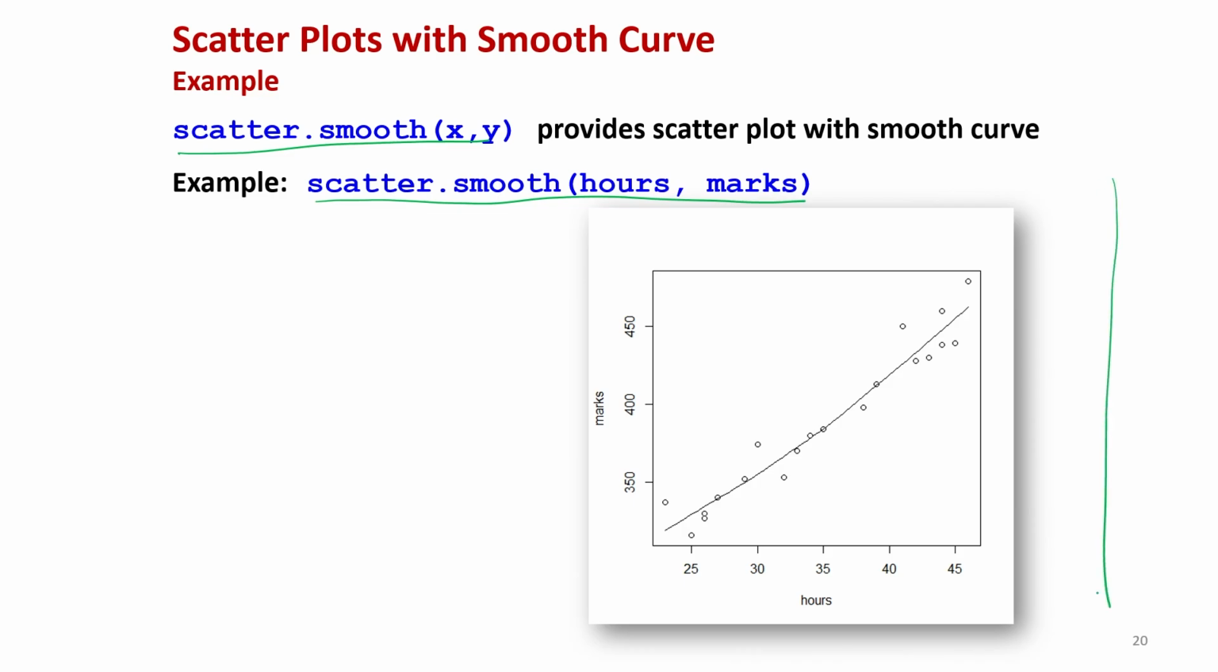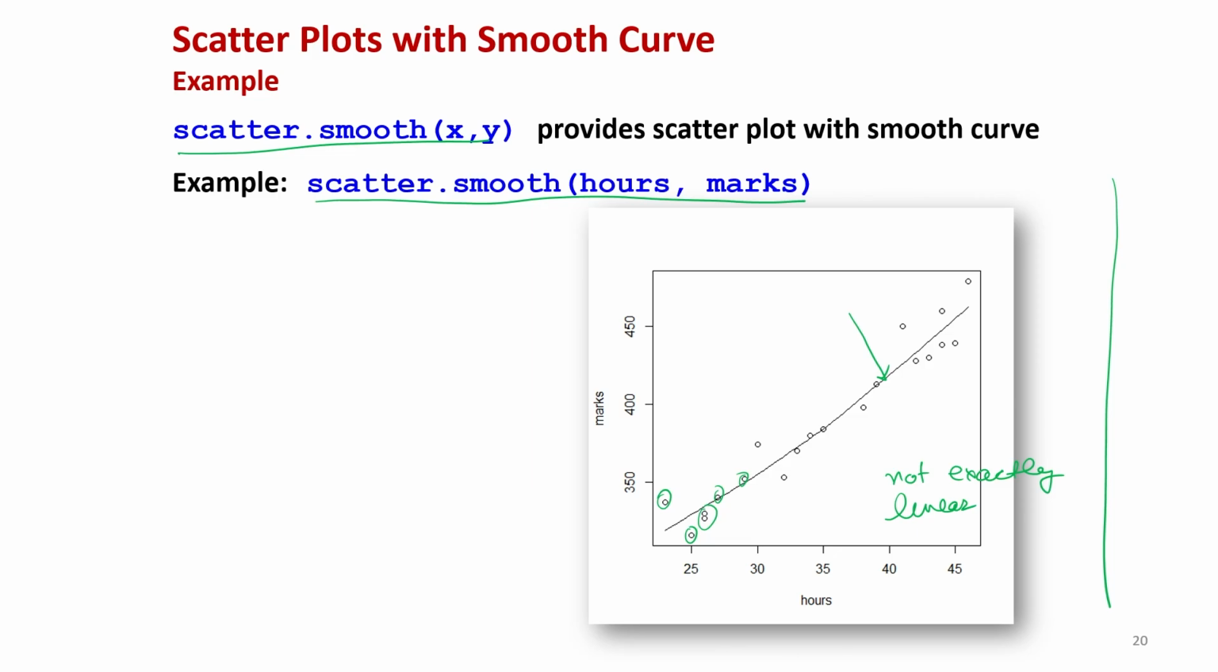So scatter dot smooth, inside the parenthesis hours comma marks, will give you this type of graphic. You can see all the points are the same as in the earlier case, but now there is a line which is added here. This line will give you an idea whether the relationship is linear or not. One thing I would like to show you is that this line is not exactly linear, right? We can also add an exact linear line which is obtained by the principle of least squares or the linear regression model.